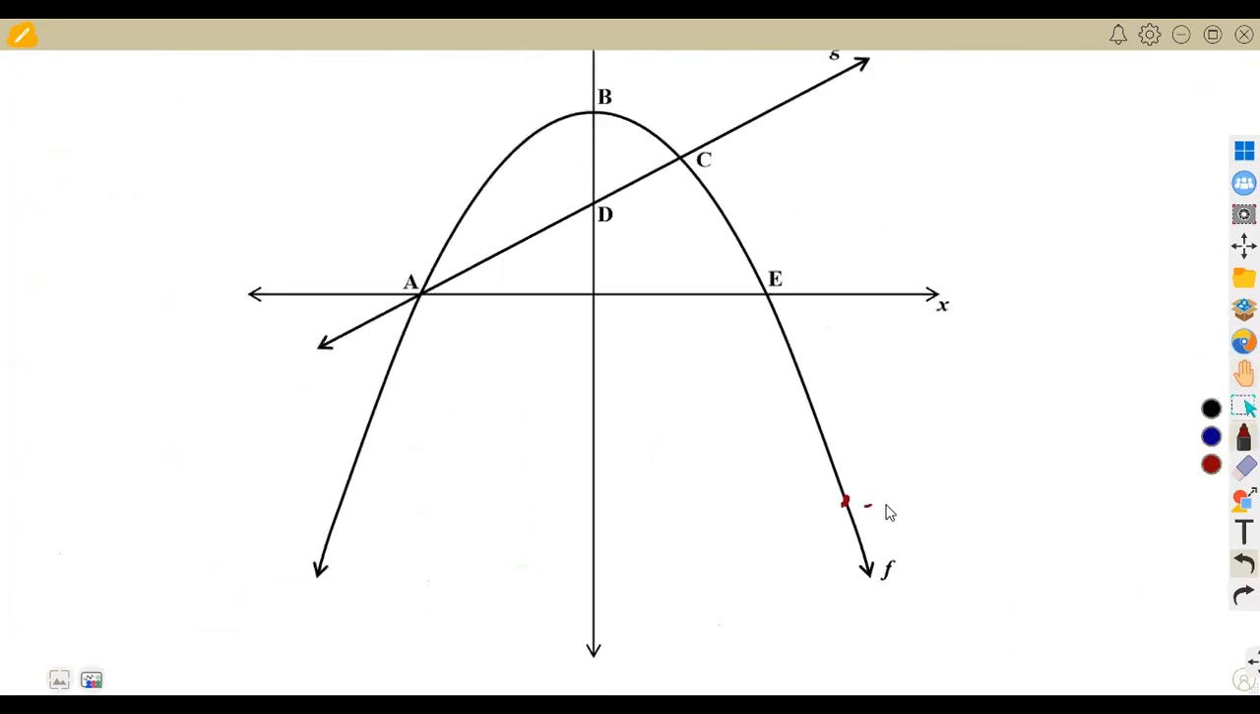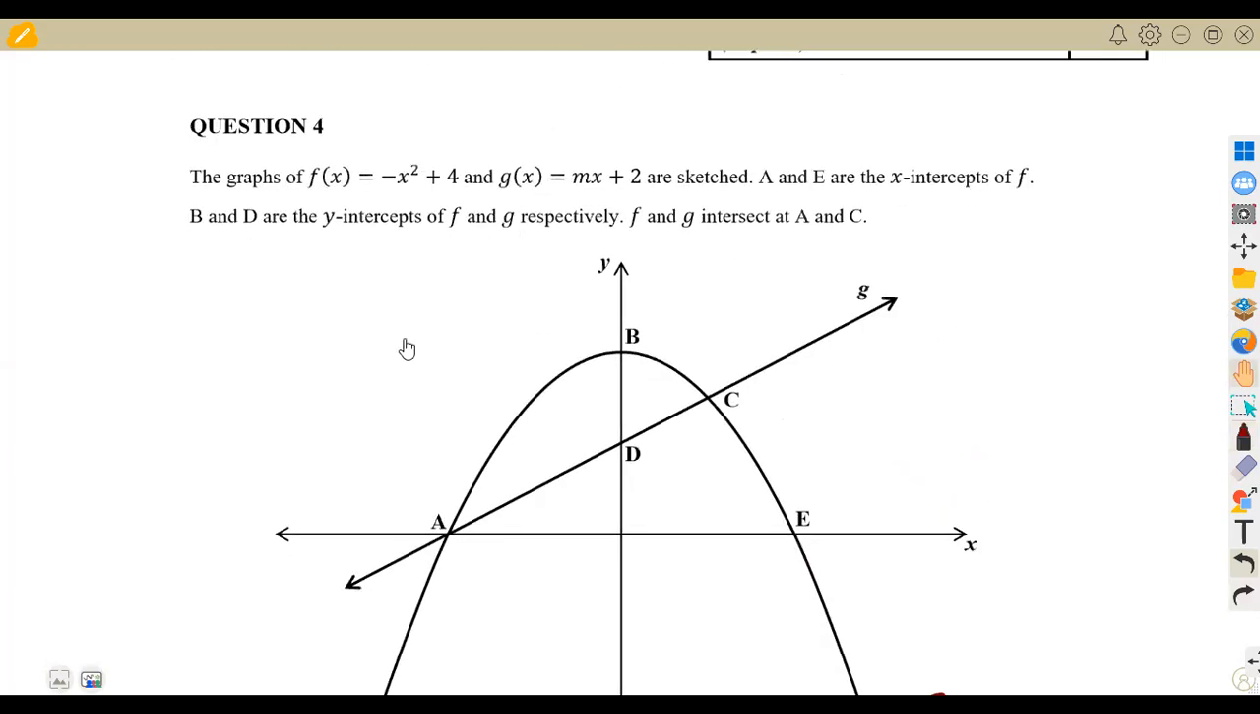Let me just write this so I remember it. Minus x squared plus 4. Are they saying 2x squared? All right, minus x squared. Then this one is y equals mx plus c. The g is mx plus 2. All right, so they are sketched.